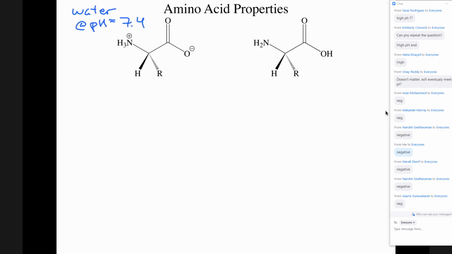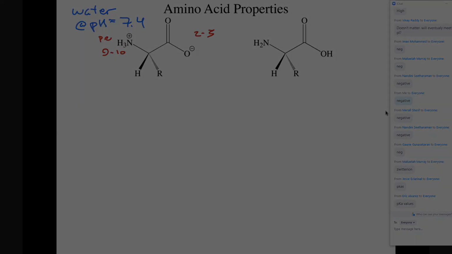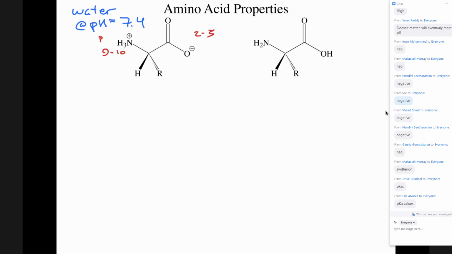So why is this positive and this negative? pK is perfect. When pH is less than pK and when pH is more than pK, it dictates what's going to happen. So 7.4 is less. Less will be protonated. And 7.4 is more. Higher pH, basic feeling, it'll deprotonate.